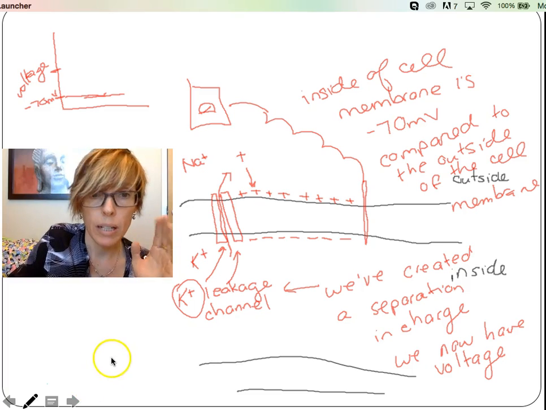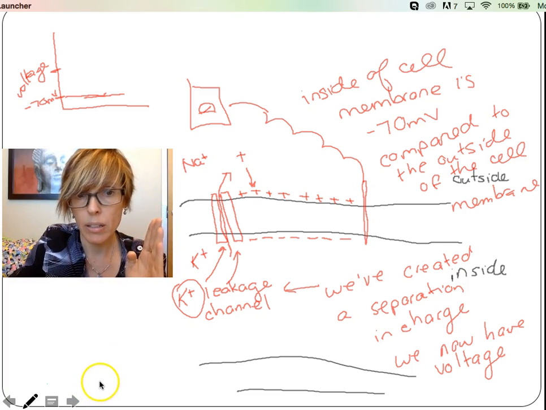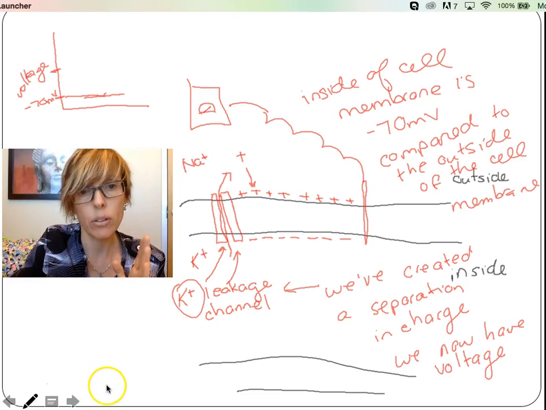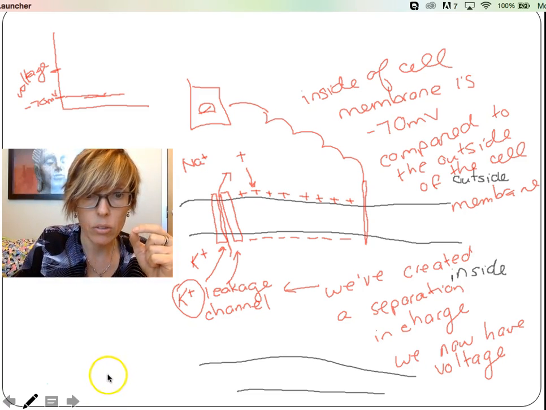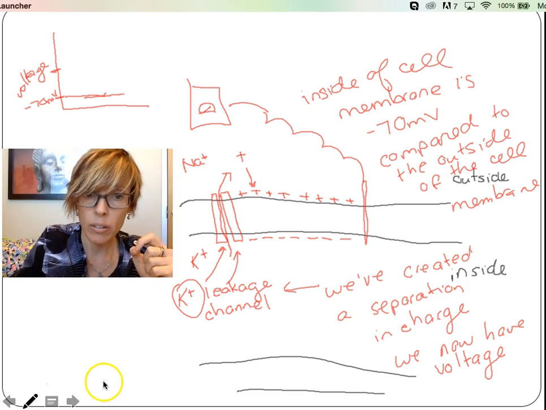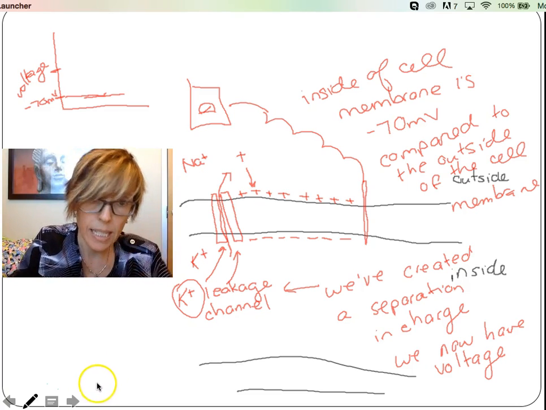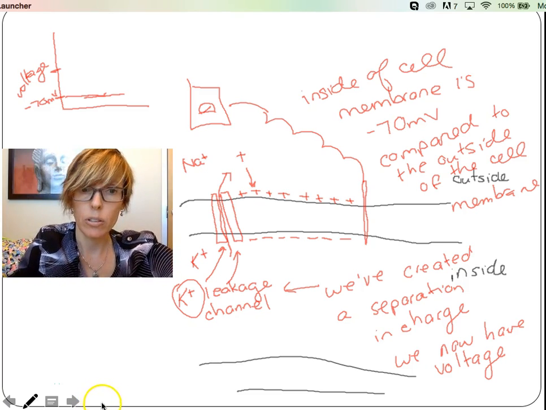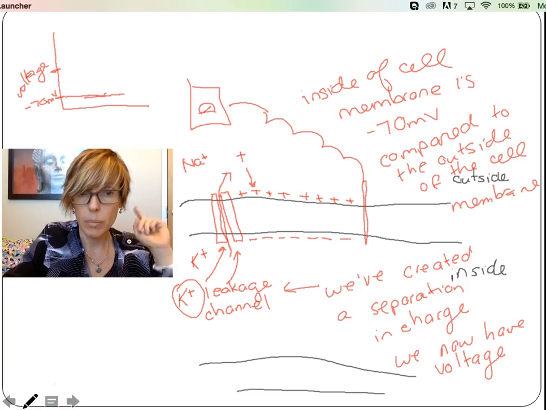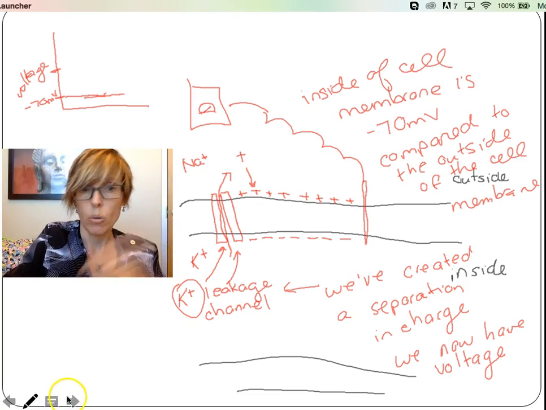Okay. So again, what we talked about now is how we separated the charges and created voltage. The next lecture is going to talk about how we then get these ions to move, and therefore we create a current. And by creating a current, we're actually sending that electrical signal down the length of the cell membrane to another cell or another tissue. Okay. So let me know if you have any questions, and go on to that next recording.